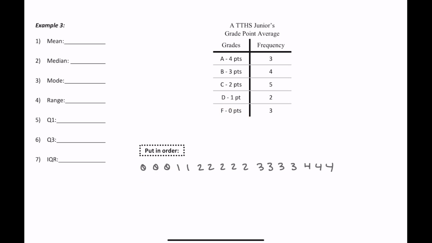There were 3 F's. Because remember, frequency means how many? Right? So this student has 3 F's, so I got 3 zeros. They have 2 D's, which is worth 1 point, so I got 2 1s. They got 5 C's, so I wrote 5 2s. They got 4 B's, so I wrote out 4 3s. They had 3 A's, so I wrote out 3 4s.